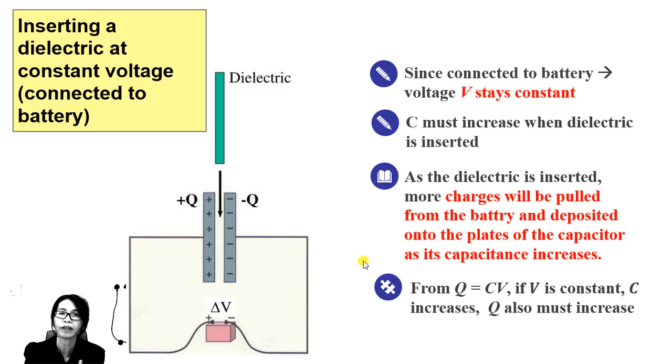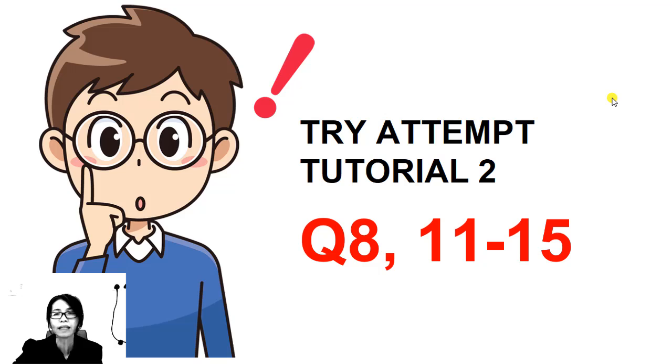So we have come to the end of the video for subtopic 2.3, whereby we discussed how we calculate the capacitance for a parallel plate capacitor. From the equation we know that the capacitance depends on the area, the separation between the plates, and also the dielectric that we might put in between the charged plates of the capacitor. Then we zoomed in and saw how the dielectric increases the capacitance. With this, you might try to attempt tutorial 2, questions 8, 11 to 15, and I shall meet you in tutorial class to discuss the questions.